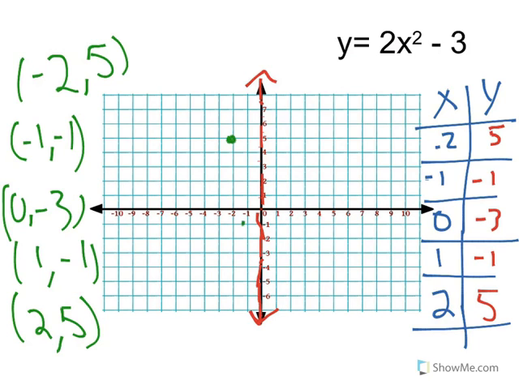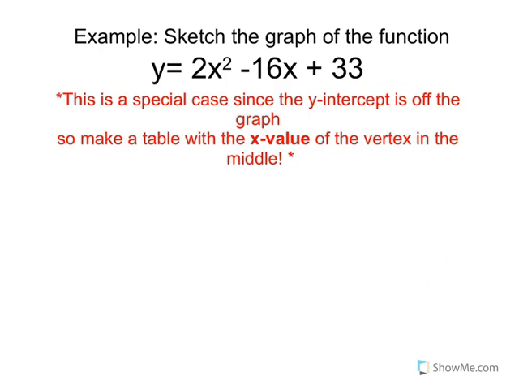Negative 1, negative 1, 0, negative 3, 1, negative 1, and 2, 5. That should give you that U shape. And there's our parabola. So let's look at another example.